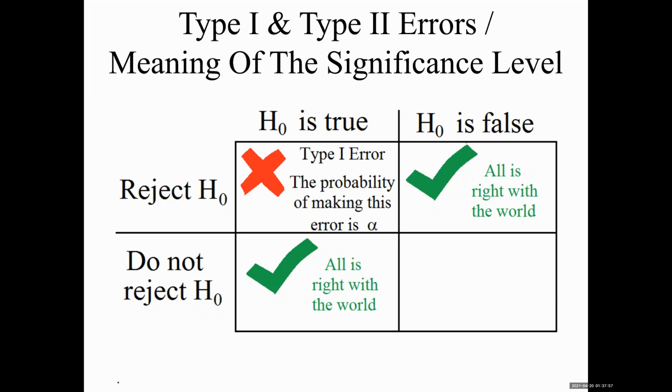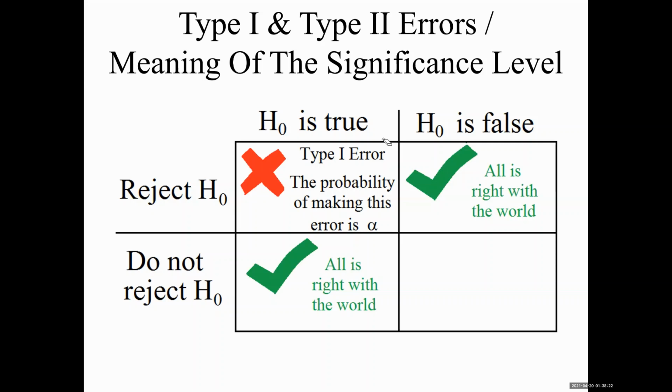Be prepared on the quiz next time and future quizzes for me to ask what a type 1 error is. All you have to say is it's when you reject H0 when H0 is true. So memorize that one. A type 1 error is when you reject H0 when H0 is true. So if I ask what is a type 1 error, all you have to write is it's when you reject H0 when H0 is true. That's all you have to write.